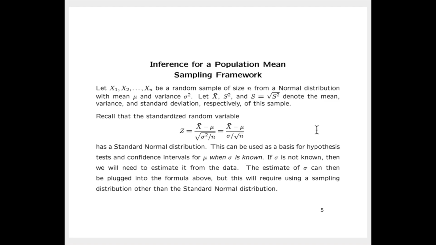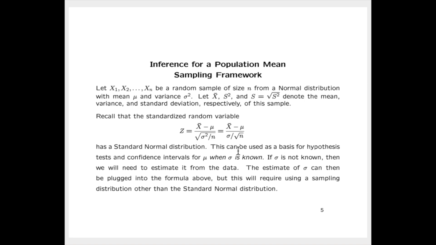Now this fact is used as the basis for hypothesis tests and confidence intervals for mu when sigma is known. If sigma is not known, then we're going to have to estimate it from the data. Once we do that, then the estimate of sigma can be plugged into the formula above, but this will require using a sampling distribution other than the standard normal distribution.